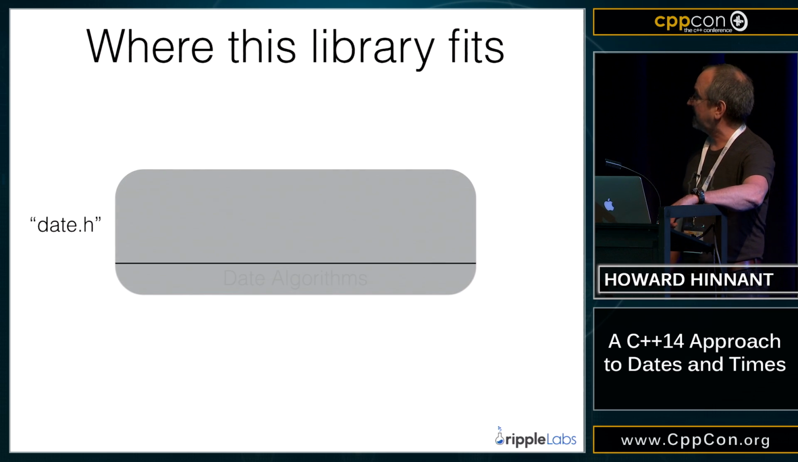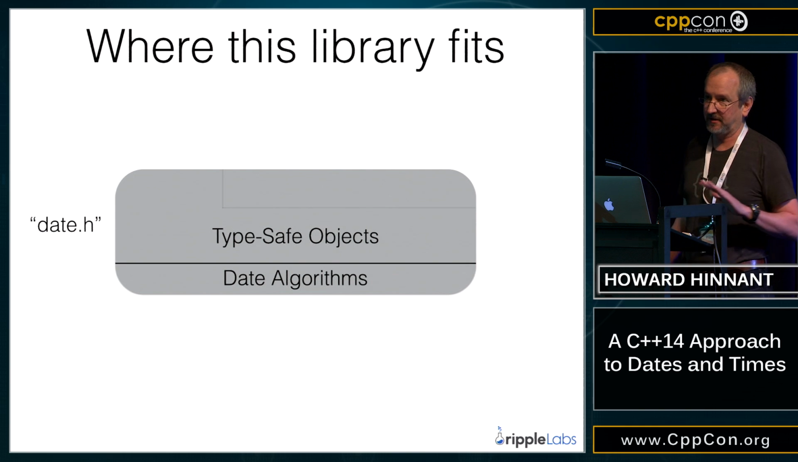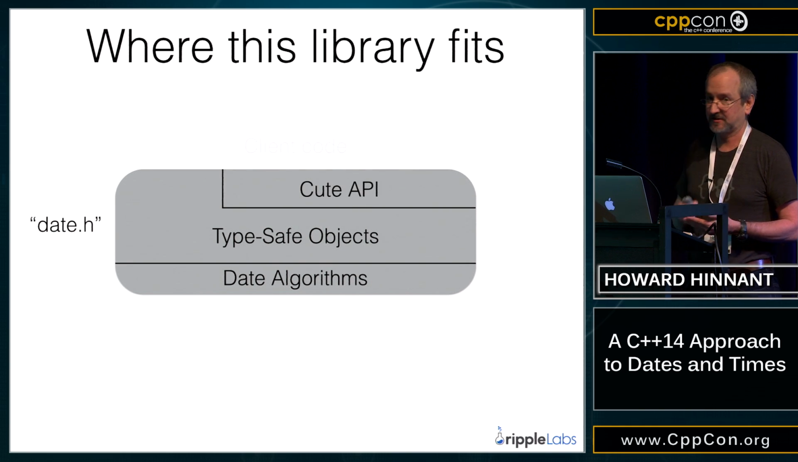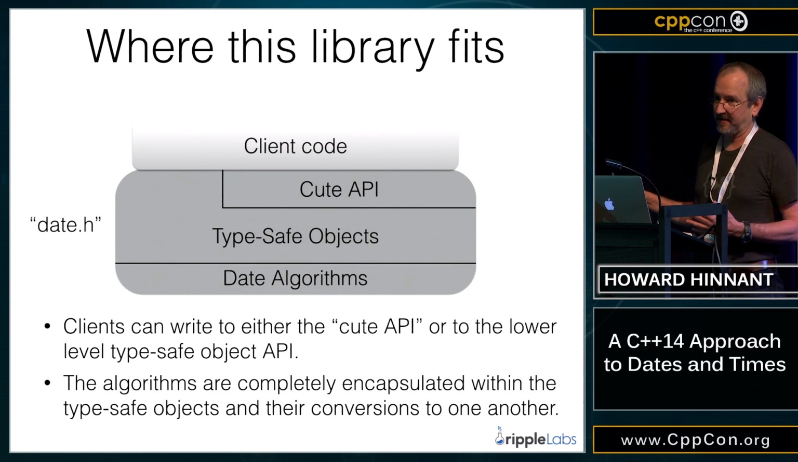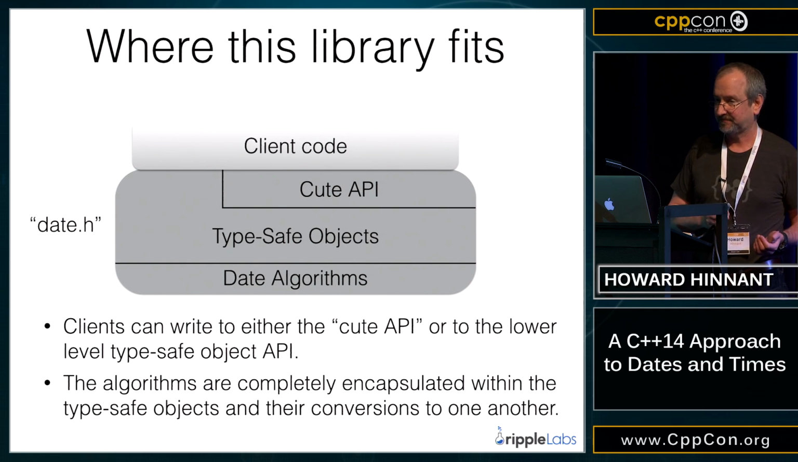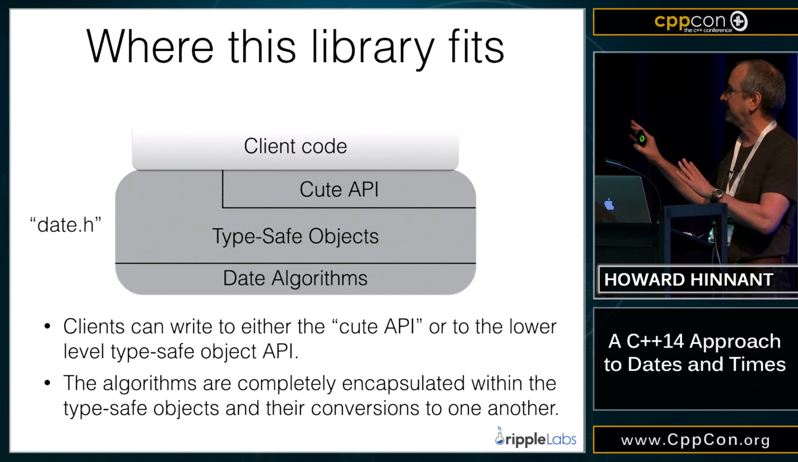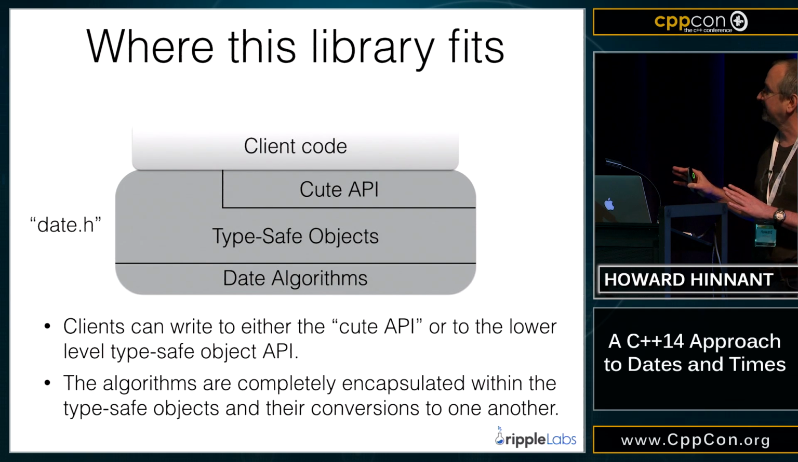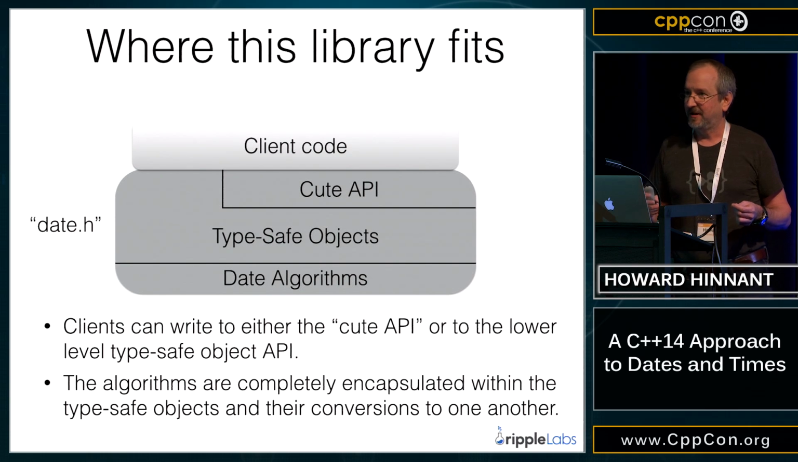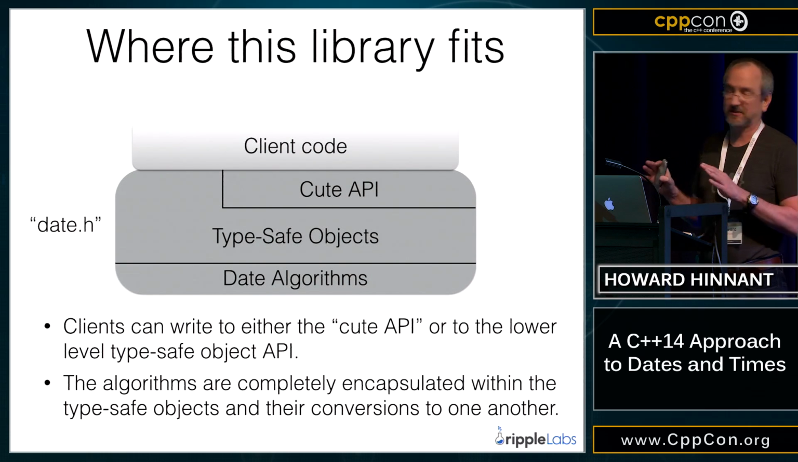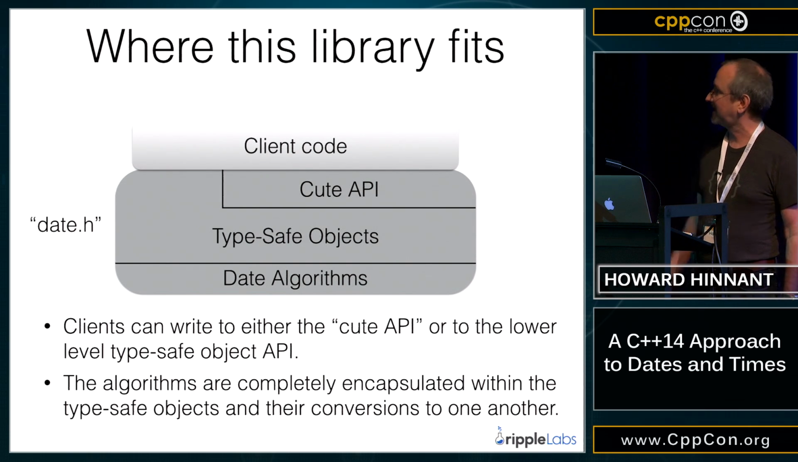So date.h is composed of basically 3 layers. At the bottom layer, there's date algorithms. On top of that, and completely encapsulated by that, are what I call type-safe objects. And then on top of that is what I'm calling the Qt API, and I'll explain all these terms. The important thing to remember is that the date algorithms, although they're in the library, they're not directly accessible. You access everything either through the type-safe objects or through the Qt API.